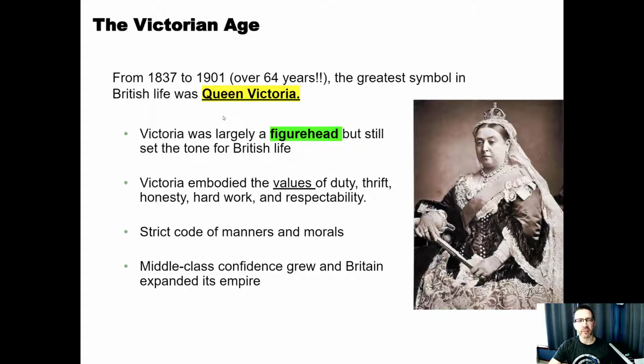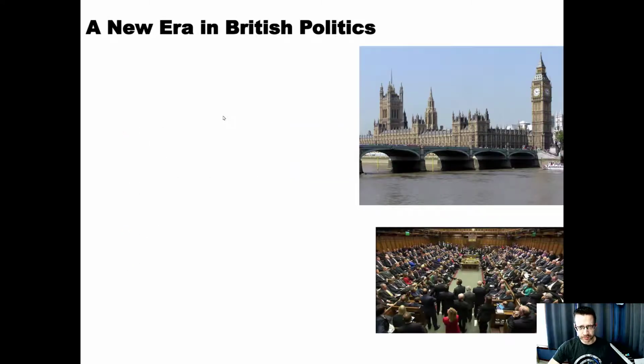We don't have someone like that in our country. We don't have one person like this is how people should be. It's much more diverse, and even there too. So middle class confidence grew, and Britain expanded its empire under her. That's what she's maybe a little bit more known for as well. So there you go.